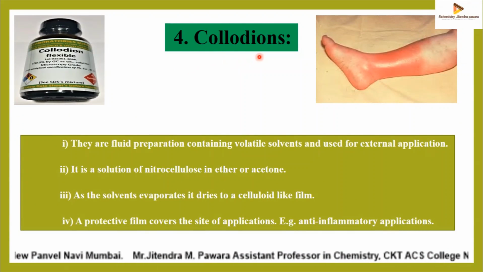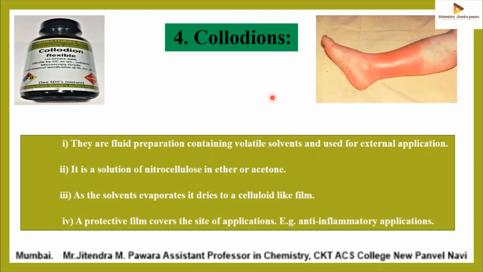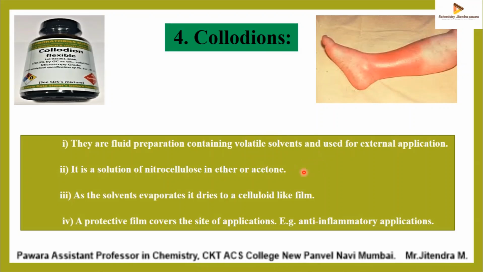The next dosage form is collodions. Collodions are fluid preparations containing a volatile solvent and used for external application. A collodion is a solution of nitrocellulose in ether or acetone. So the volatile solvent may be ether or acetone. As the solvent evaporates, it dries to a celluloid-like film.